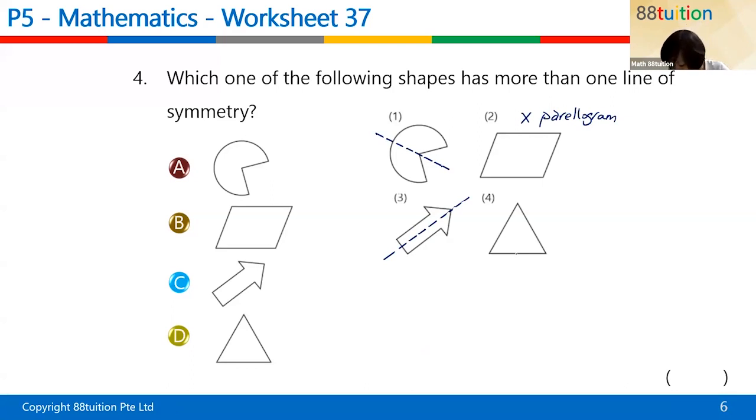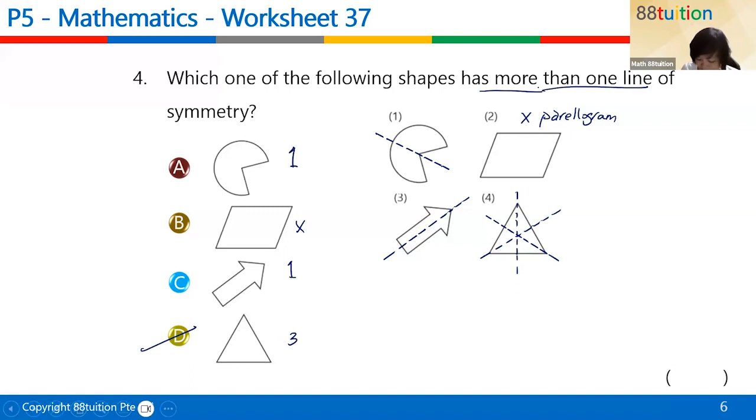Yes. For the triangle, you can have a very obvious one. The characteristic is that this is an equilateral triangle, so this one can have lines of symmetry. This one has three lines. So only the equilateral triangle has three. This is one line of symmetry, one line of symmetry, three lines of symmetry. Because he says more than one, okay, D. Next question.